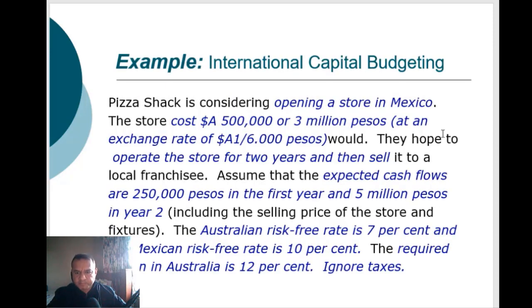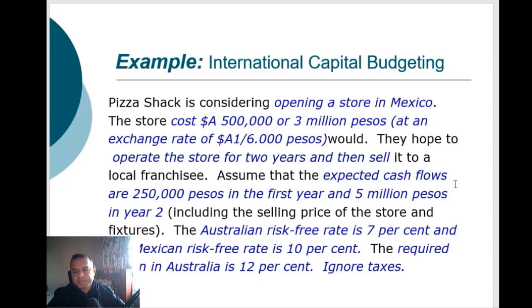Let's look at an example of international capital budgeting. Pizza Shack is considering opening a store in Mexico. The store costs $500,000 or 3 million pesos, which is Mexican currency. The exchange rate is $1 buying 6 Mexican pesos. They hope to operate the store for 2 years and then sell it to a local franchise.